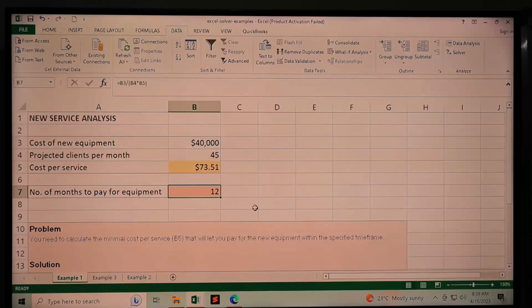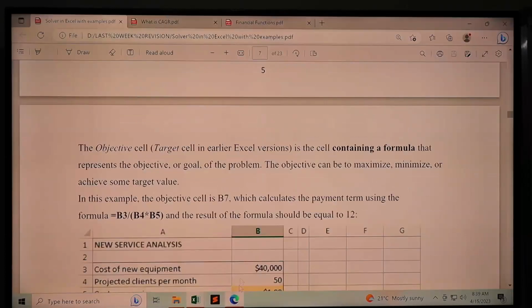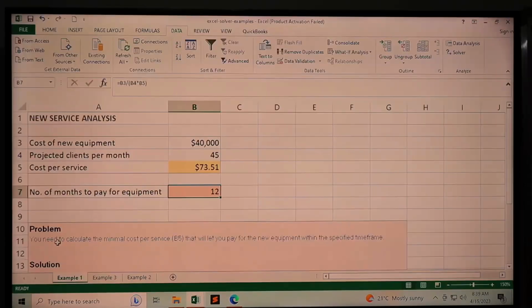When you talk of the objective cell, we are referring to the cell that contains the formula that represents the goal or the objective. The objective can be maximized, minimized, or set to achieve a target value. When you are running the solvers, it is either to maximize, to minimize, or to achieve the same target. Like in this computation, our objective was to minimize, because you are told to calculate the minimum cost per service. So we are looking at how to minimize that.